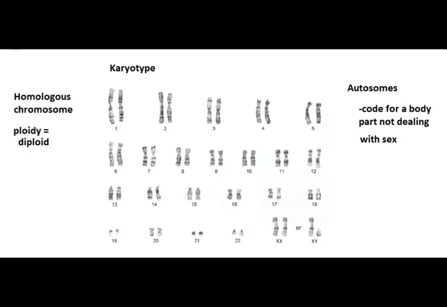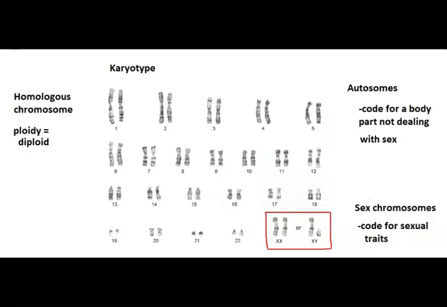This is different from the 23rd pair of chromosomes. These chromosomes are known as sex chromosomes. So the chromosomes I've highlighted in red are our sex chromosomes. And these sex chromosomes code for sexual traits. Now you'll notice in our picture there are two different possibilities. There's XX, which is female, or there's XY, which is male.